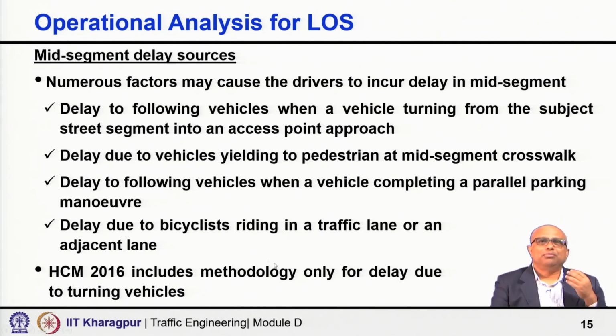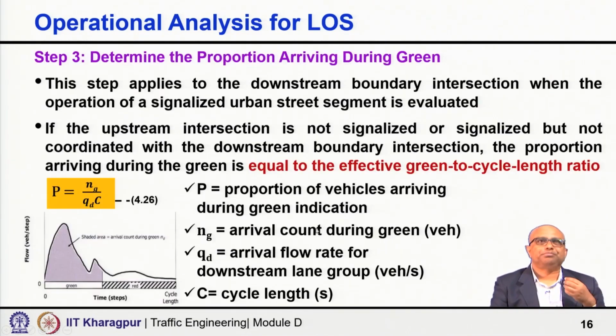Now, among all these, the Highway Capacity Manual 2016 provides a table and tells you the methods for how you can take care of the effect of turning vehicles, the first point, right, delay due to turning vehicles. For the others, they do not provide any basis for how you can calculate them or a readily available table, but if you can quantify any of these effects or all the effects in a given context, you can consider them.